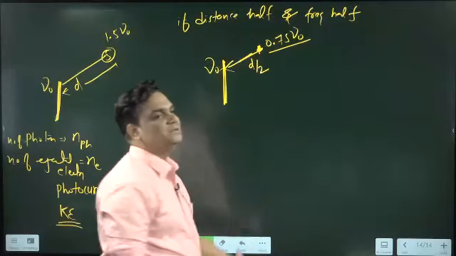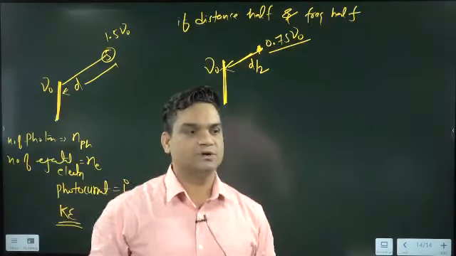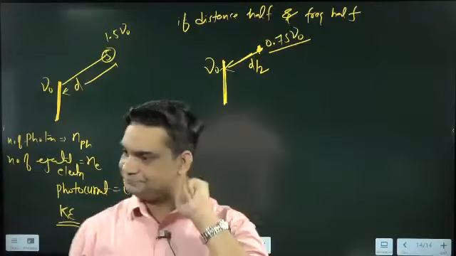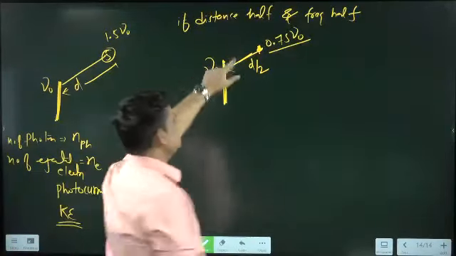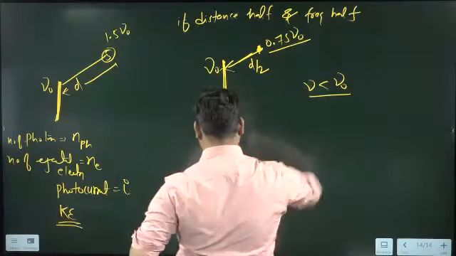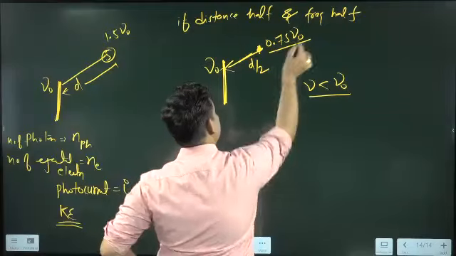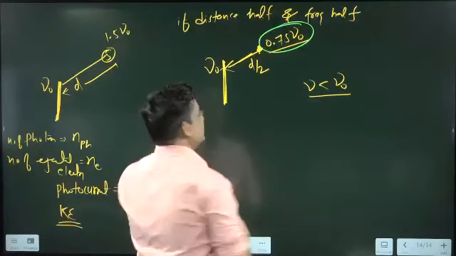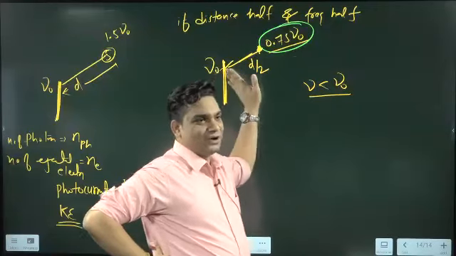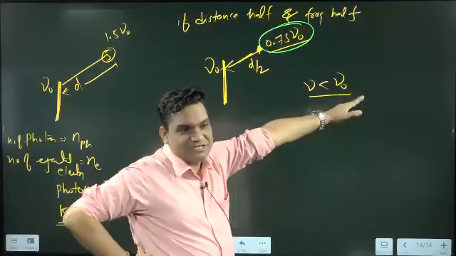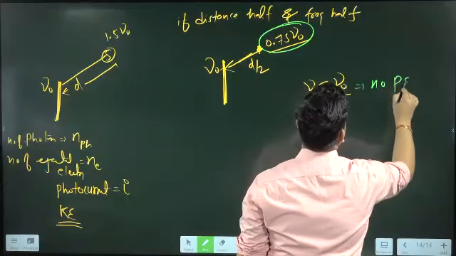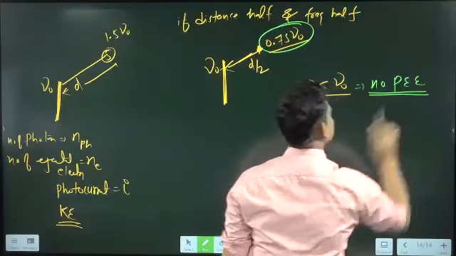So first of all, you need to decide whether photoelectric effect is going to happen or not. Photoelectric effect is not going to happen. Why? Because frequency is less than nu naught. This is the 0.75. Everyone knows 0.75 is less than nu naught. You should know this thing. If this is less than nu naught, then ultimately no PE. PE will not be there.